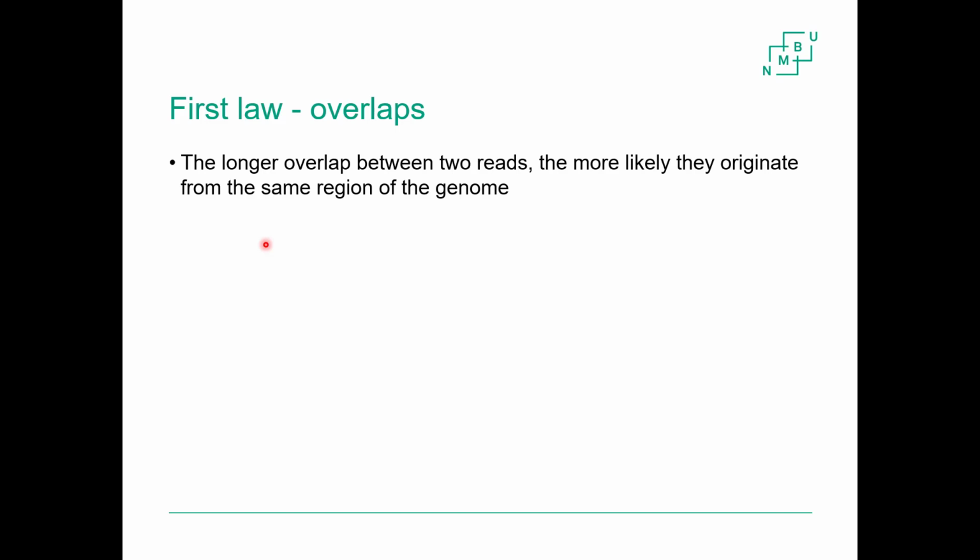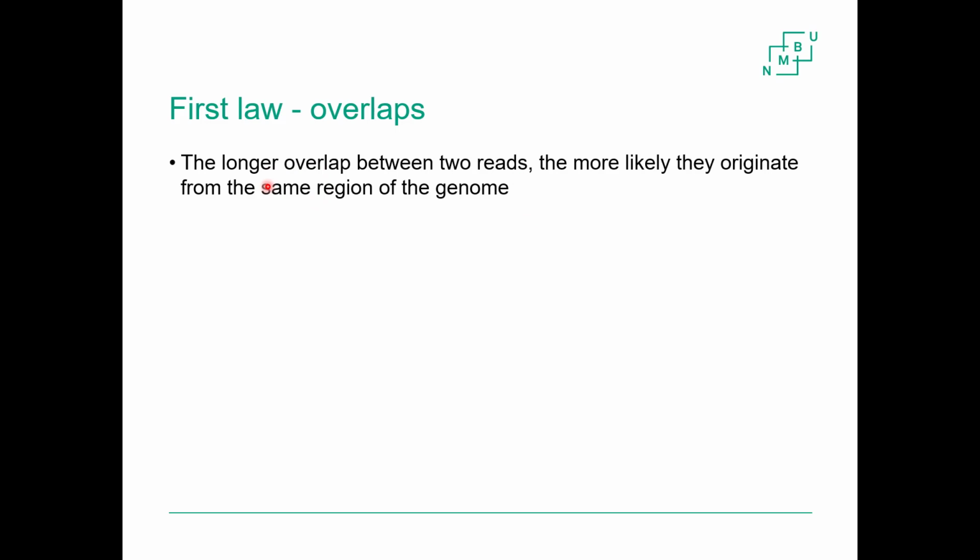The first law of assembly is overlaps, has to do with overlaps. And it says that the longer overlaps we have between 2 reads, the more likely they originate from the same region of the genome. And this is pretty obvious, isn't it? I mean, you can have reads coming from wildly different parts of a genome, and still they can overlap a little bit, right? If the first read ends in, let's say, AAA, and the other read starts with AAA, they overlap in 3 letters. But that's very short overlap, and these can be from wildly different parts of the genome.